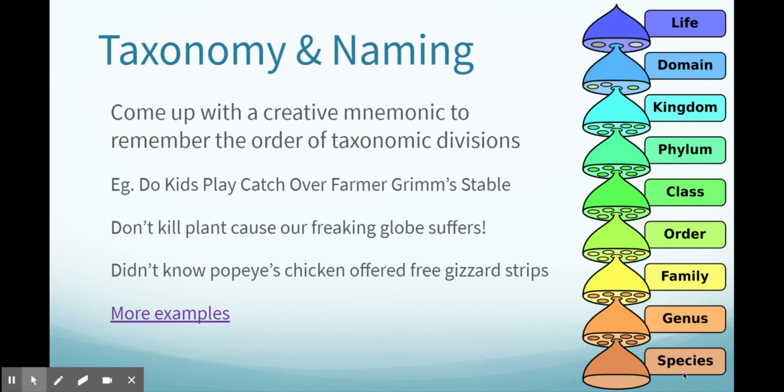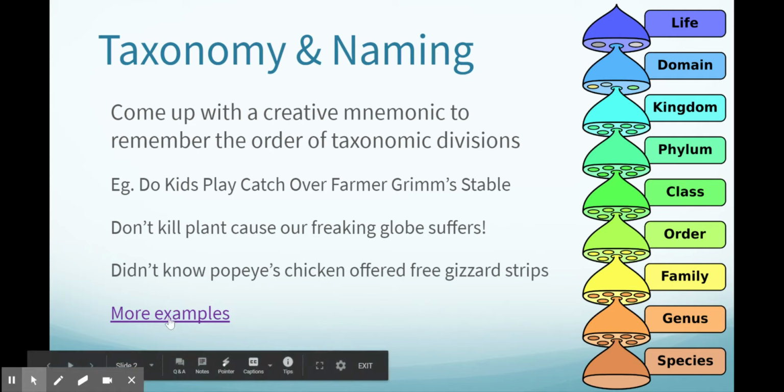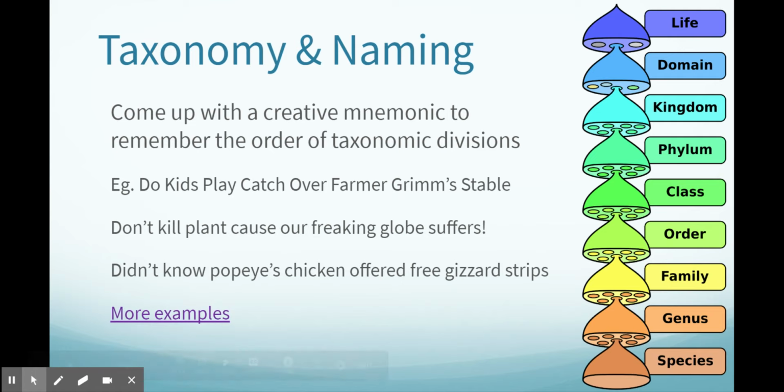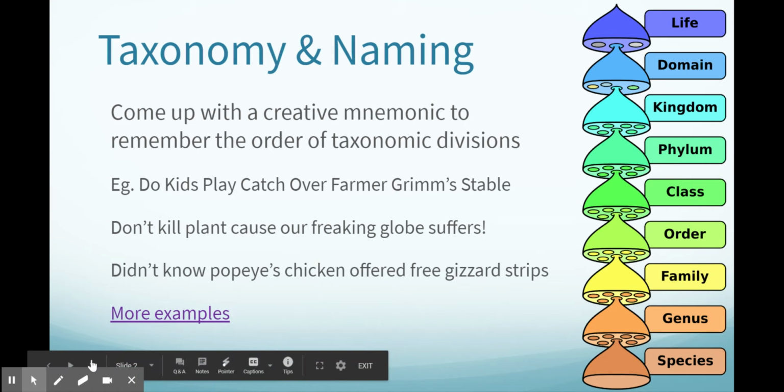It's important to remember this hierarchy, or the order of these different groups, and a mnemonic is a good way to help you to remember. When I was in school, I learned Do Kids Play Catch Over Farmer Grimm's Stable to help me remember domain, kingdom, phylum, class, order, family, genus, species. But there's lots of other mnemonics out there, a couple here on the screen, and if you go to this website, there's a whole list of options to help you remember. Some of them school appropriate, some of them less so, but hey, you're at home, so go crazy.